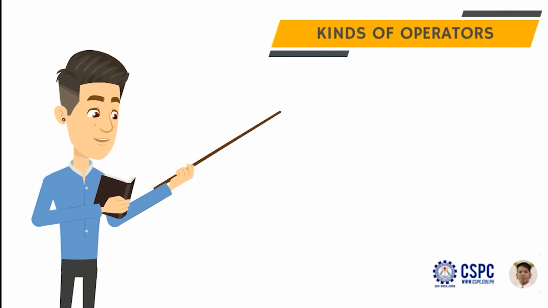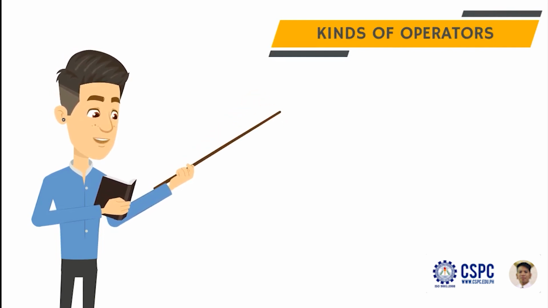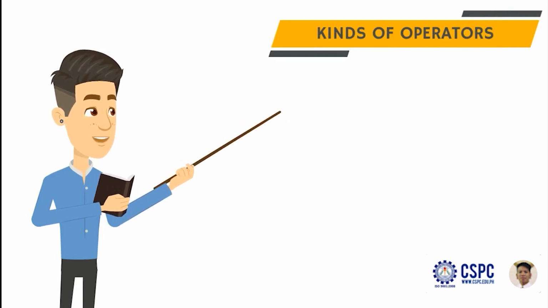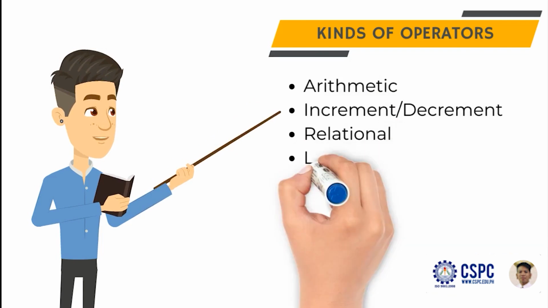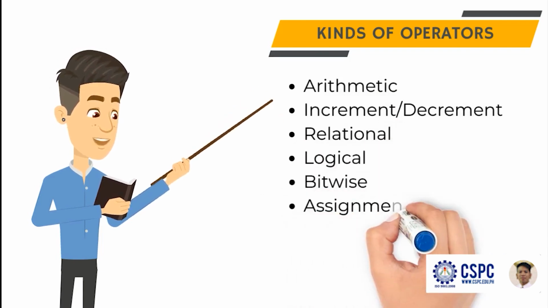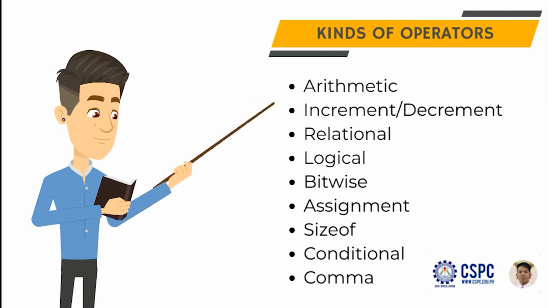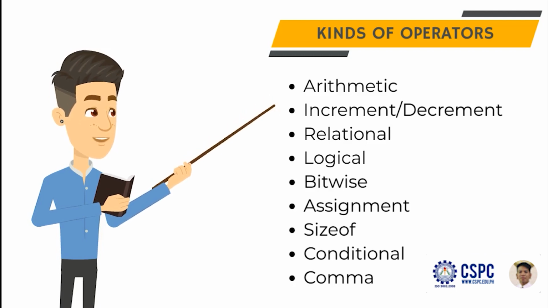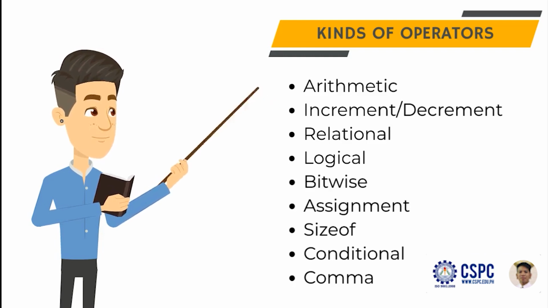In C, operators can be classified into various categories based on their utility and action. Several operators are arithmetic, increment or decrement, relational, logical, bitwise, assignment, sizeof, conditional, and comma.